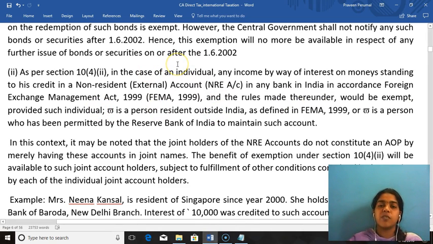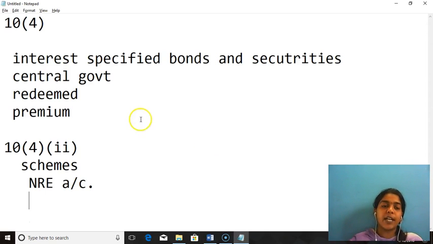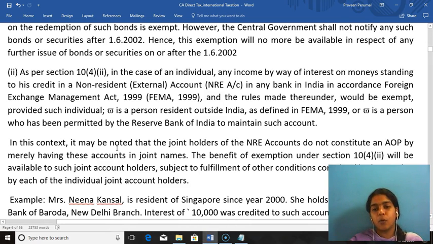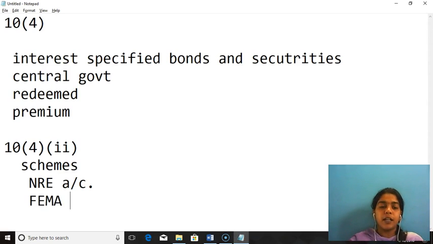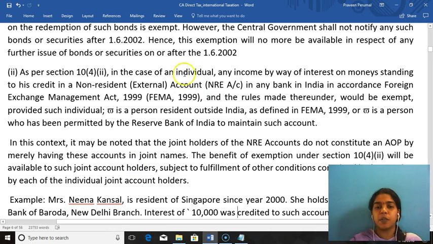India. So in the first case, we use the word individual. Who is an individual? That person should be a resident outside India as defined in FEMA Act. The next is the individual as defined in 10 subsection 4(2) should be a person resident outside India as defined in FEMA Act. So the person resident outside India, not as per Income Tax Act, as per FEMA Act. That is the next thing. So the individual who is a non-resident as per the definition of FEMA Act is an individual as per this definition, or is a person who has been permitted by RBI to maintain the account. So two conditions: either he must be a person resident outside India as per FEMA Act, or he must have been given permission by the RBI to maintain the account.